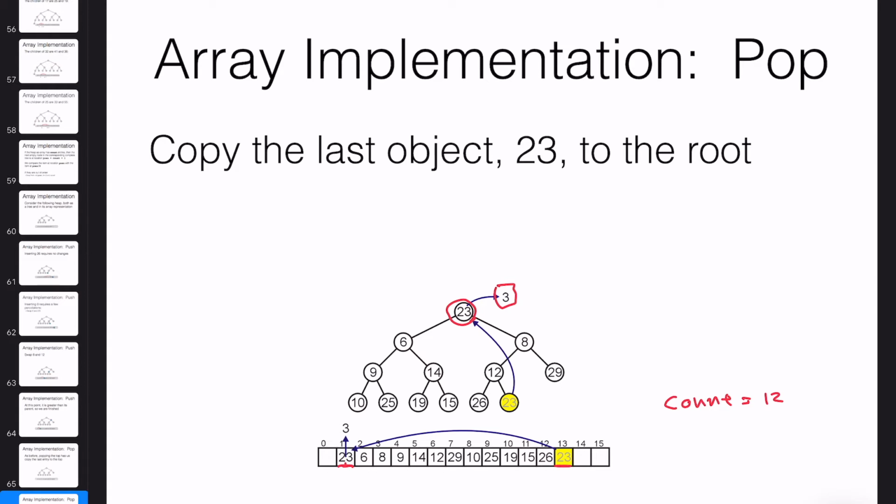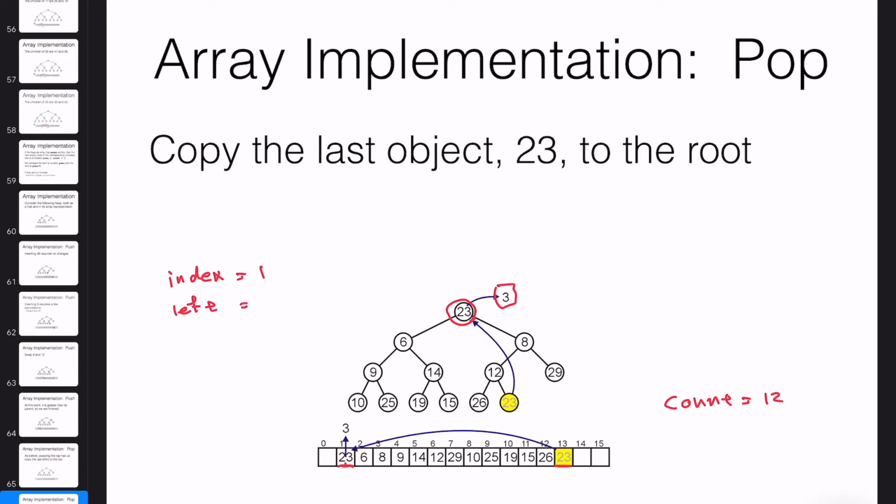So to percolate down a value, you have to compare the value with its children, left and right children. So the current index is 1. You have to compare to the left and right children.